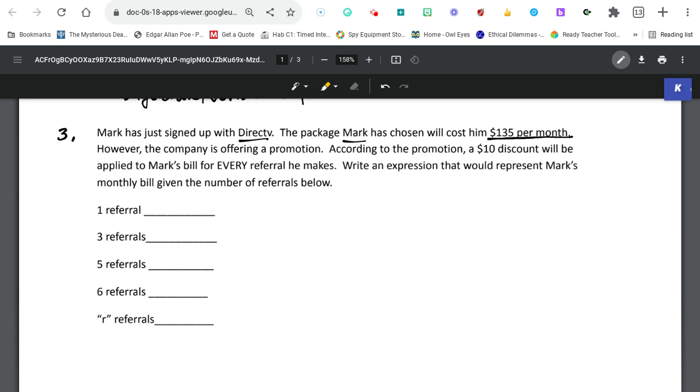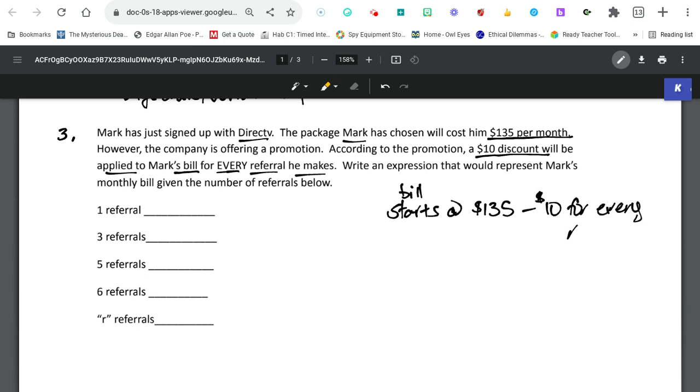However, the company is offering a promotion, so let's talk about what the promotion is. It says, according to the promotion, a $10 discount will be applied to Mark's bill for every referral he makes. So basically, the bill may start off at $135, but we're going to be able to take away $10 for every referral. Basically, that's what it's saying. And then he'll get a new bill because his bill will be decreased. The original bill, $135, will be decreased.